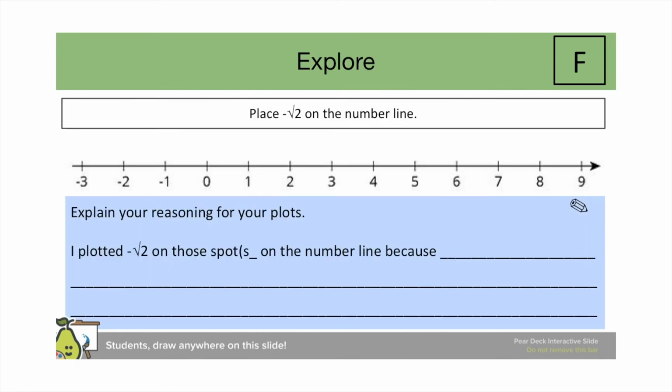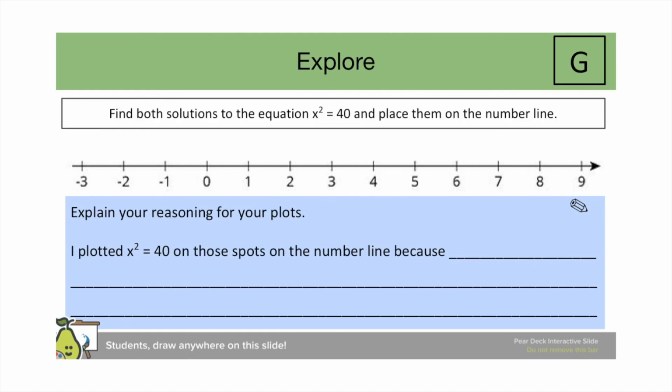For this portion of the Explore, now students are going to place negative square root of 2 on a number line, and they should be able to realize that it goes between -1 and -2 on the number line. Because they should remember from a prior lesson that square root of 2 is between 1 and 2, so negative square root of 2 should be between -2 and -1 on the number line.